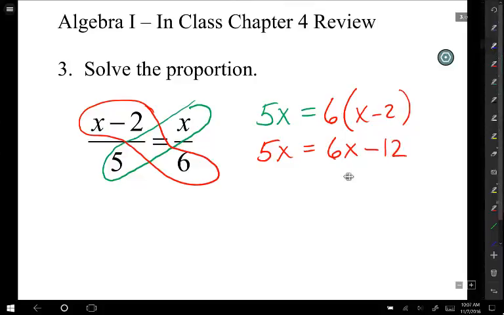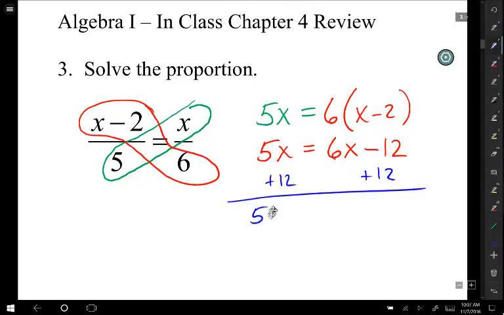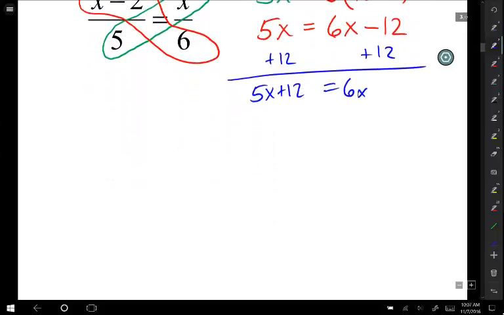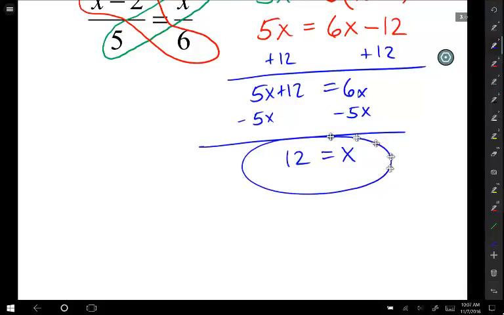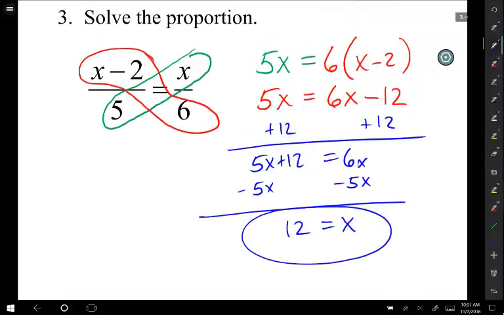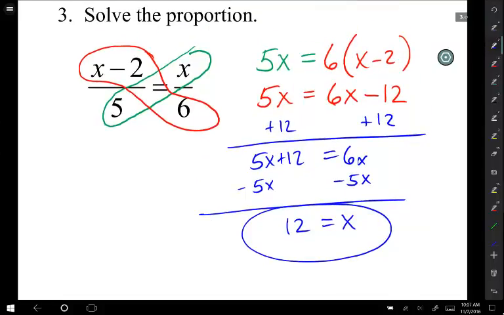So I'm going to add 12 to both sides. So 5x plus 12 equals 6x. I'm going to subtract 5x from both sides. So it looks like 12 equals x. Is that an exact answer? Yeah. So we're good there. Don't need to round. Most important part on this problem is right here, folks. It's the distributing. Right there. Huge. You'll see this tomorrow.